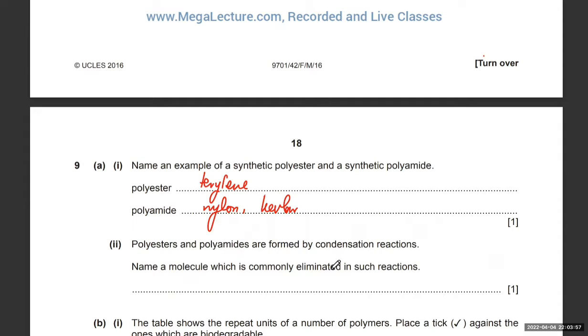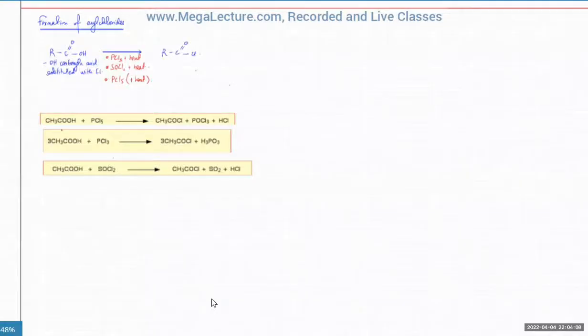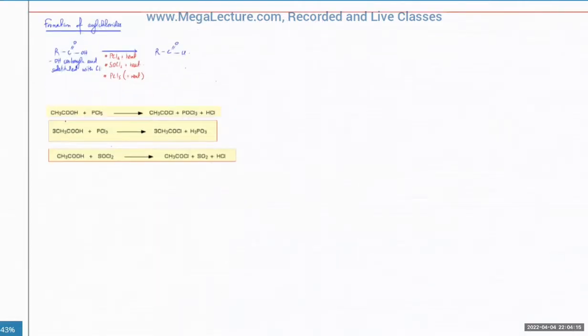Name a molecule which is commonly eliminated in such reactions. That's a water molecule. So whenever you have a condensation reaction, a water molecule is often eliminated. So water molecules are eliminated in condensation reactions.